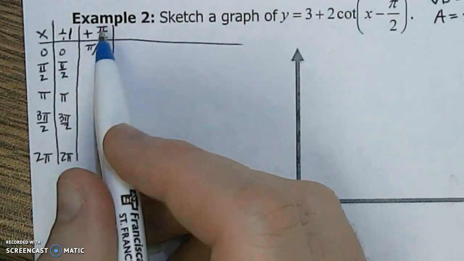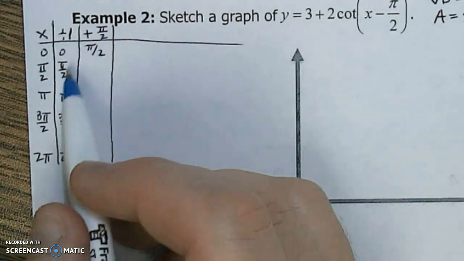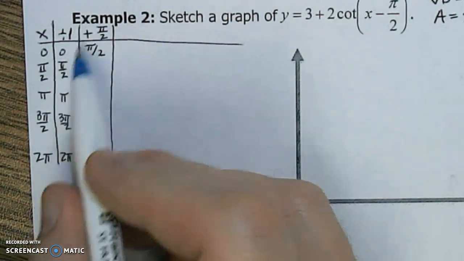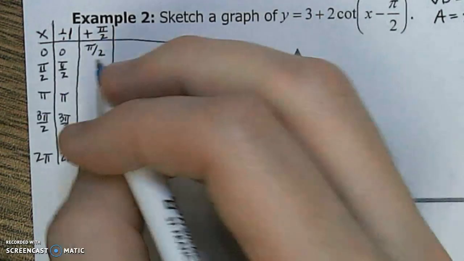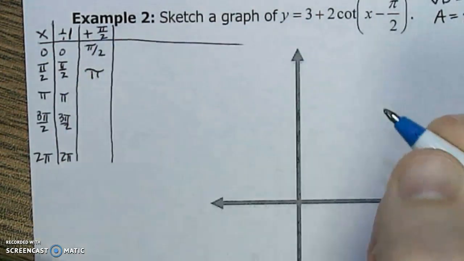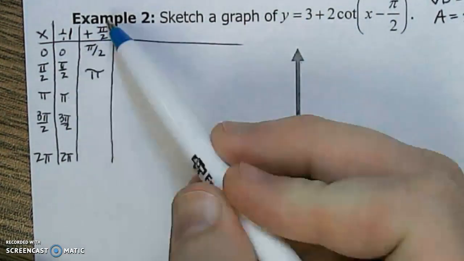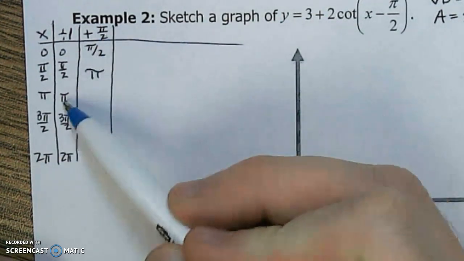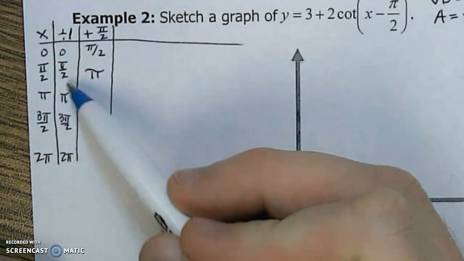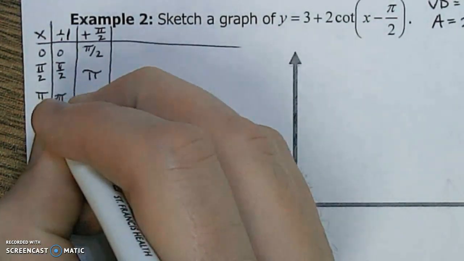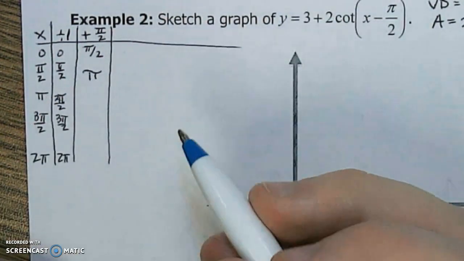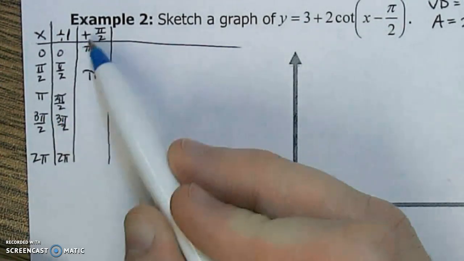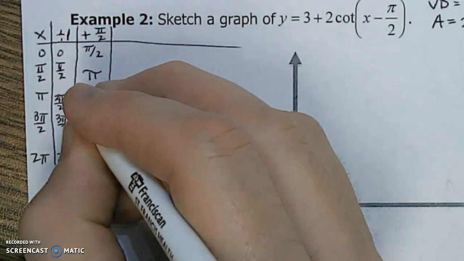So pi over 2 plus pi over 2, they have a common denominator. We can add them. That's going to make 2 pi over 2, and the 2's cancel. So I've got pi and pi over 2. If I add those, I'm going to need a common denominator. So pi, we can change to 2 pi over 2. 2 pi over 2 plus 1 pi over 2 is 3 pi over 2.